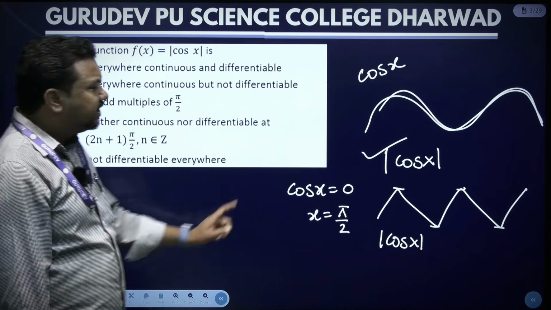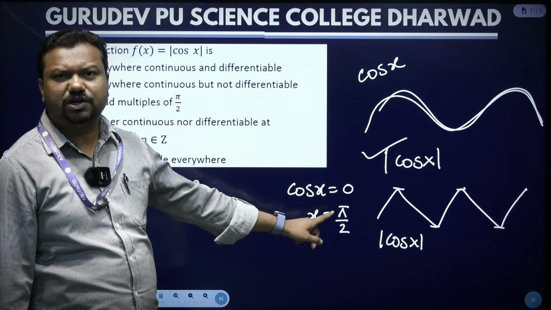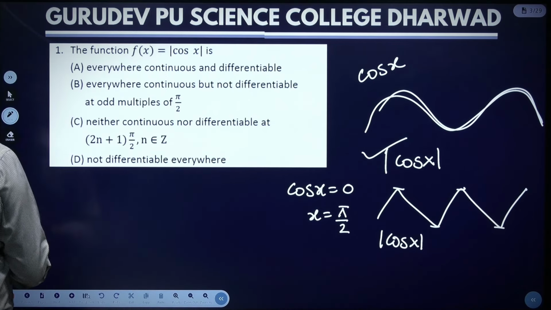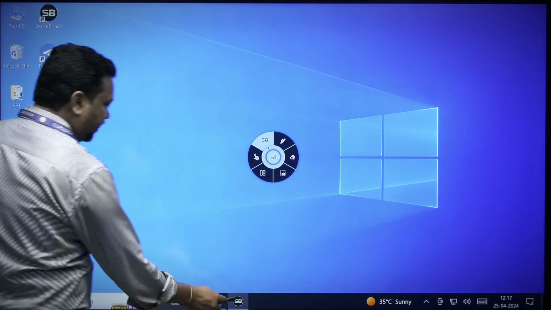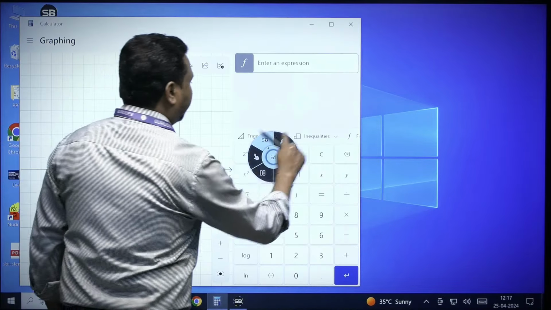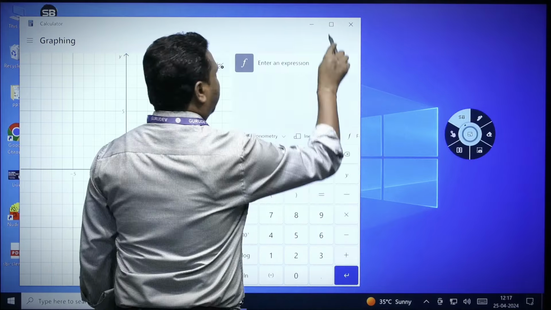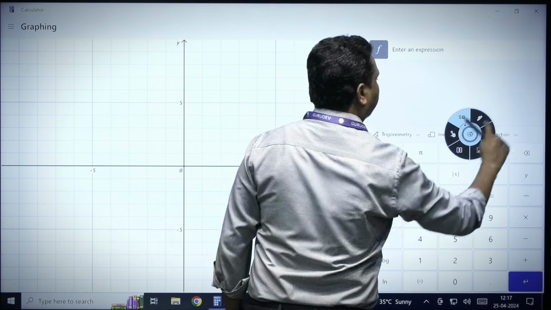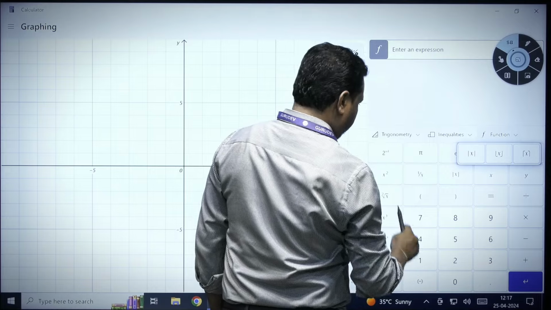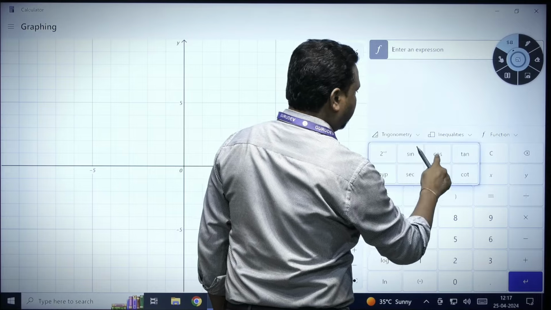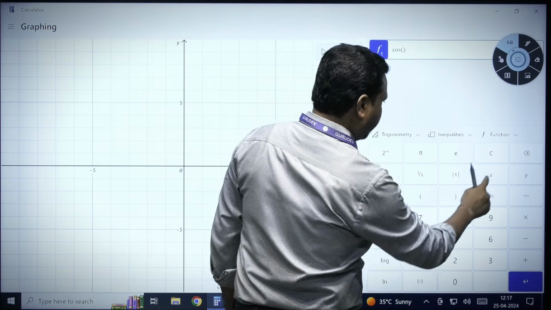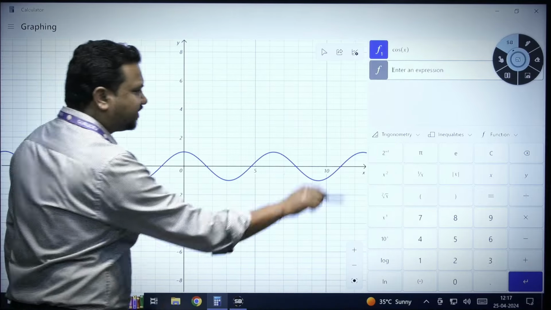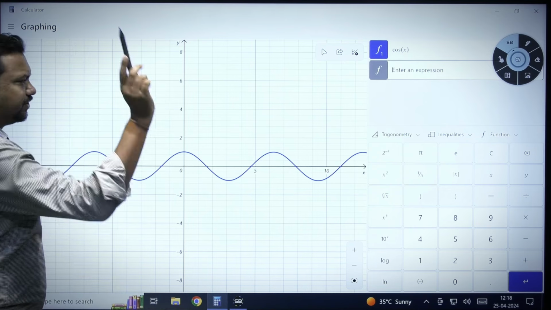I repeat, this function is also a continuous function. Cos x is continuous, and mod cos x is also continuous. Let us try to understand the same using a functional graph. Let me take this example. We have a functional graph here, which you can easily observe. Let me first choose the function cos x. If you observe the cos function, you can see that this function is continuous. You can easily draw this graph without lifting the pen from the paper.